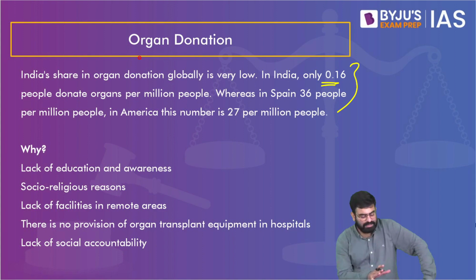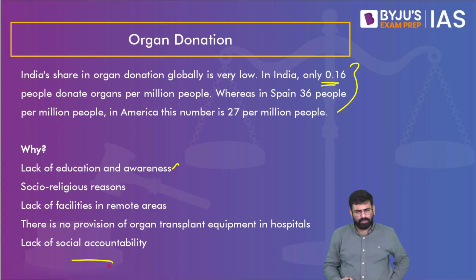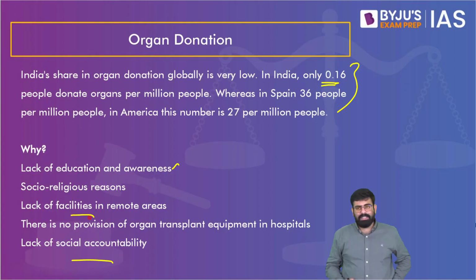Okay, so let's look at why we find such a low level of organ donation in India. The first idea is lack of education and awareness. People are not aware. Then mostly this lack of awareness and education is based in lack of social responsibility, that people do not have the sense of social responsibility, right? They do not have the sense of community living, that they would not want to help others. Then ultimately there are no facilities. Even if you want to donate, where are the facilities?